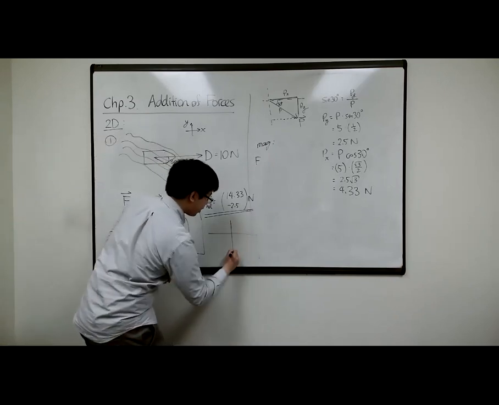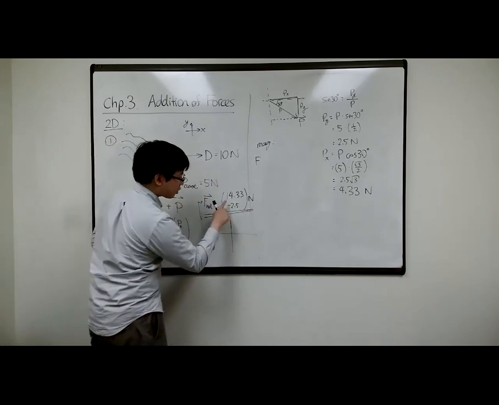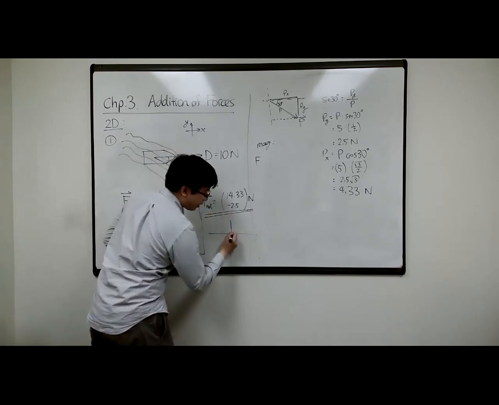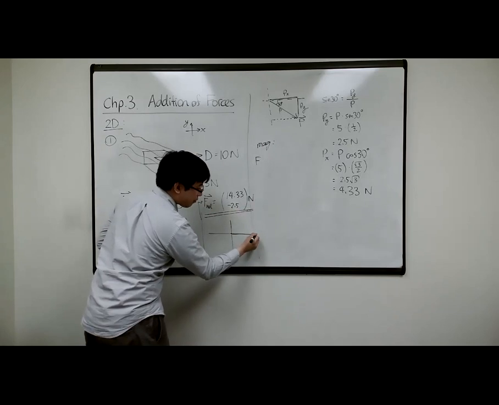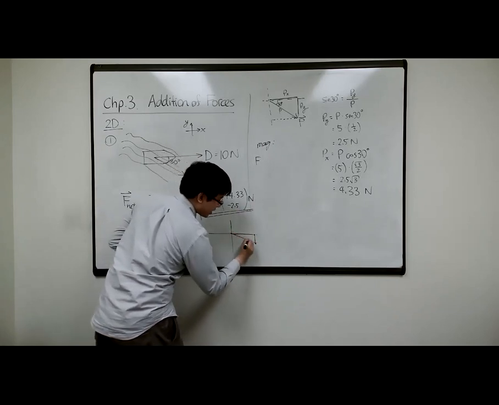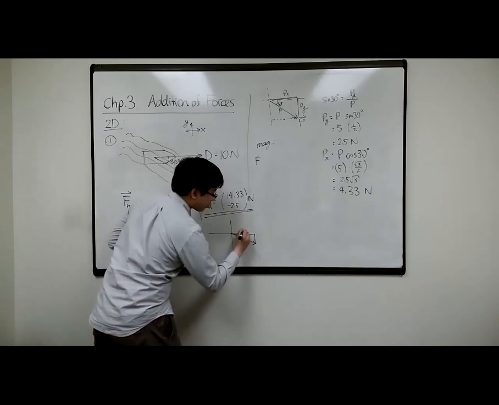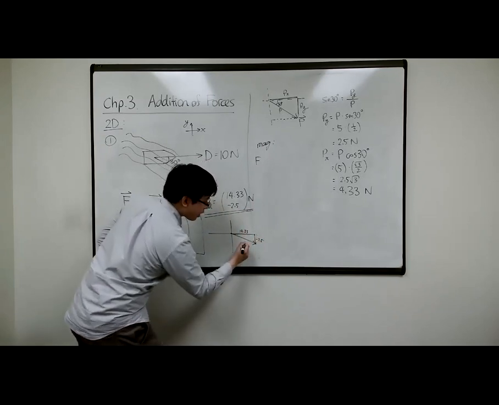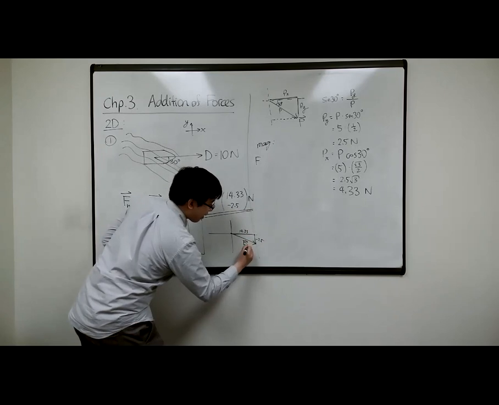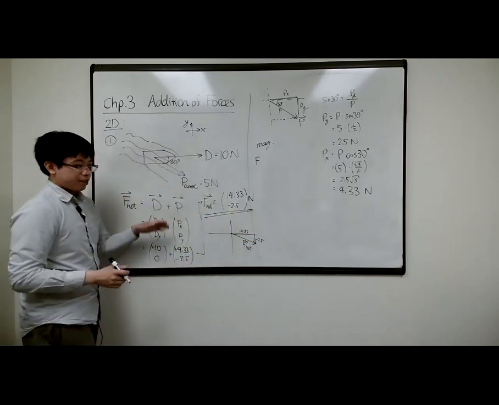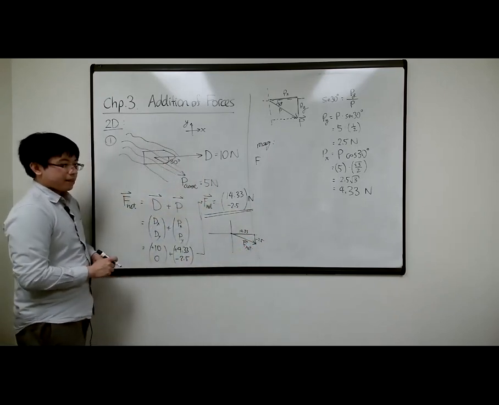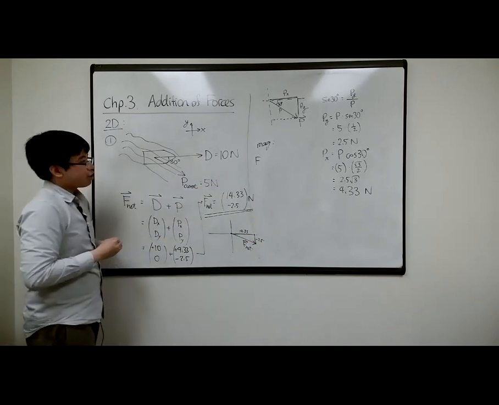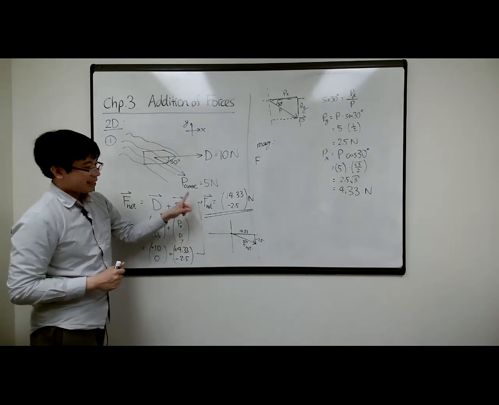So let's draw out the coordinates, x, y. This would be 14 something units this way, and then minus 2.5 this way. So it's 14.33 this way and minus 2.5 this way. So this is my F net, and it's pointing in this direction. Before I go with the magnitude and direction, let's see, does that make sense?